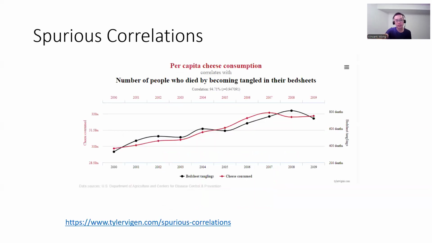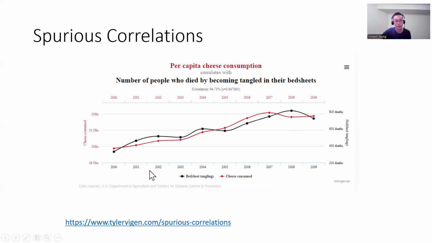Now, there is a website here. You can check it out yourself. I think the link still works. You can try it out. It gives you all sorts of random stuff that have very close correlation with one another, but absolutely have nothing to do with one another.